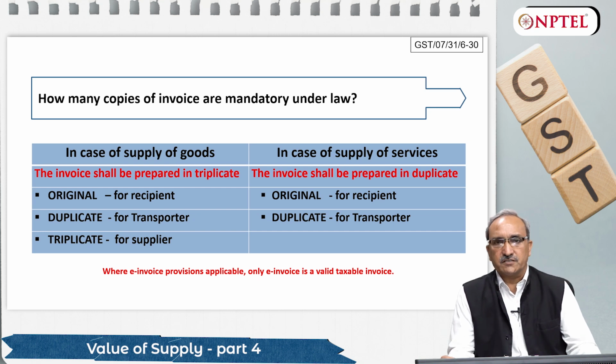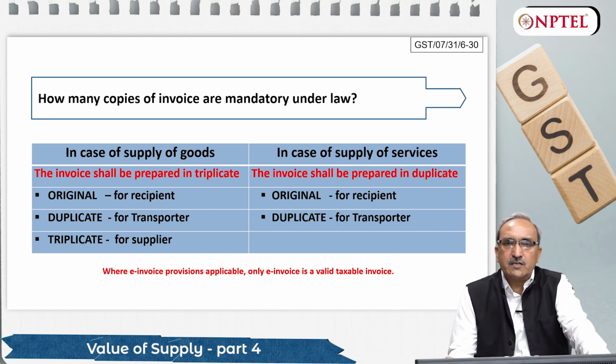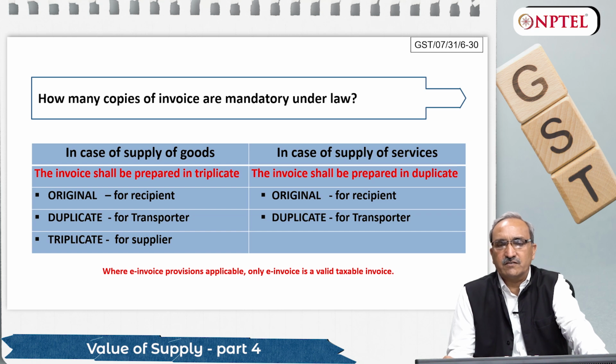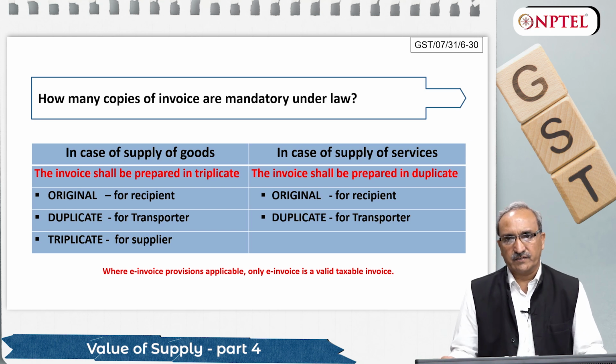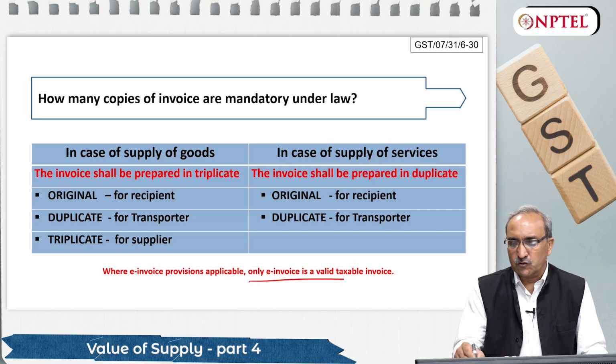In case of services, because there is no movement of services through trucks and all, we need only 2 copies. One original copy for the recipient, who is the consumer of the services, and the second one is for the supplier who is providing services, so that he can discharge his tax liability and the service recipient can have an ITC benefit.